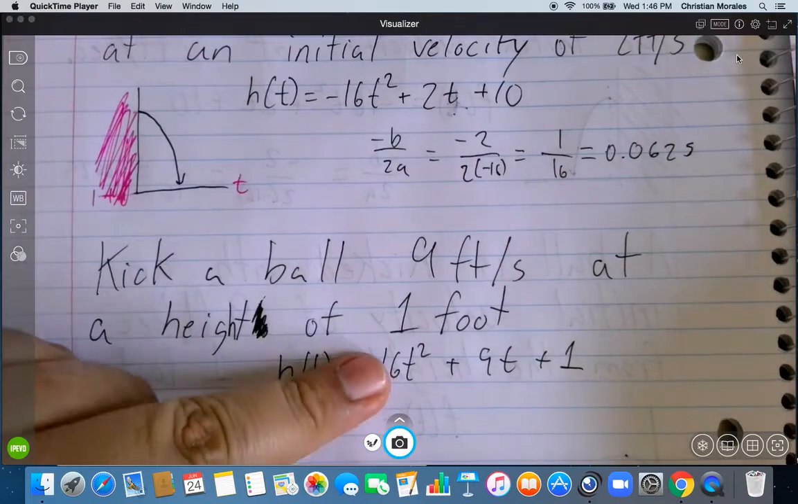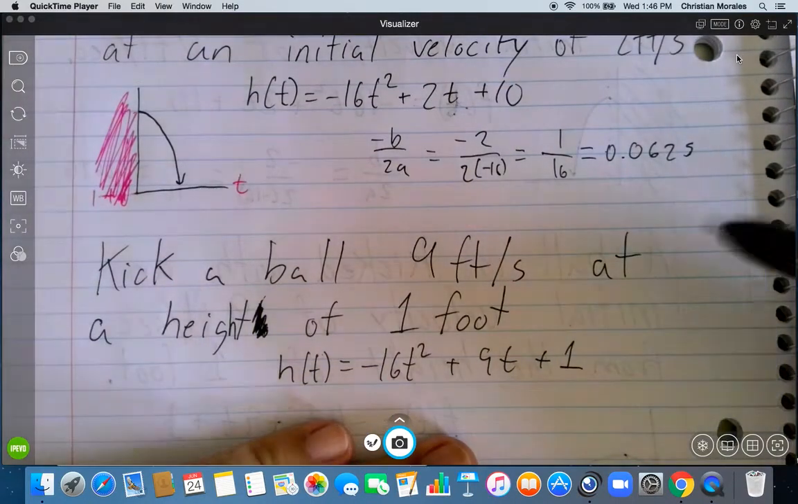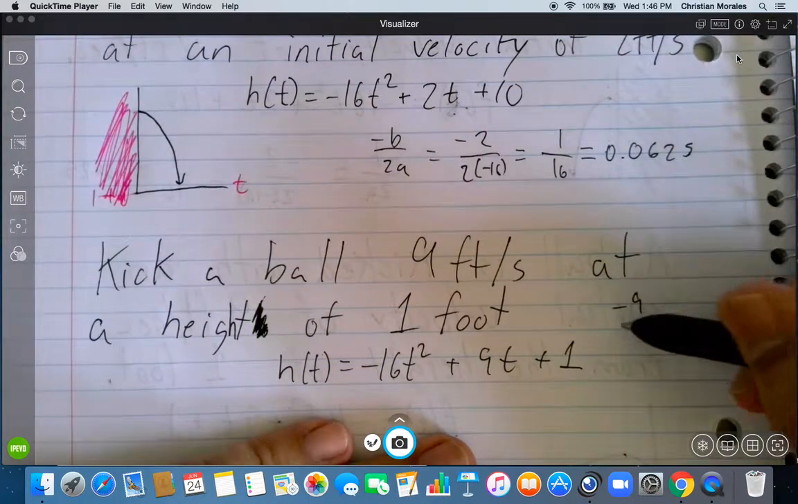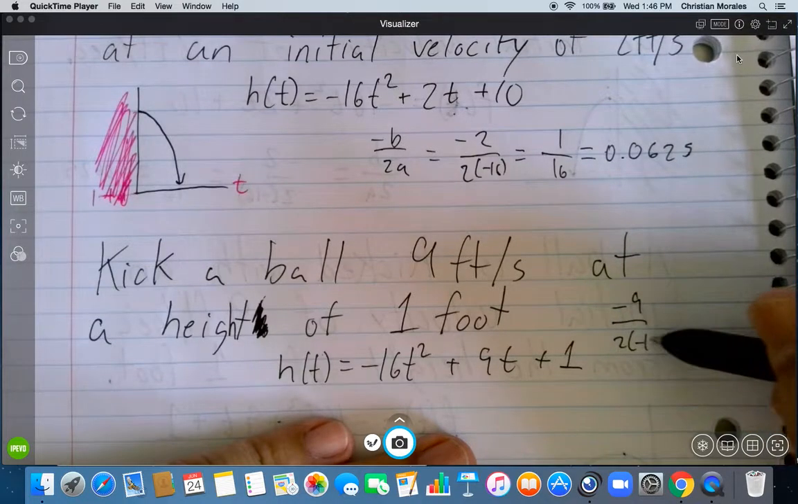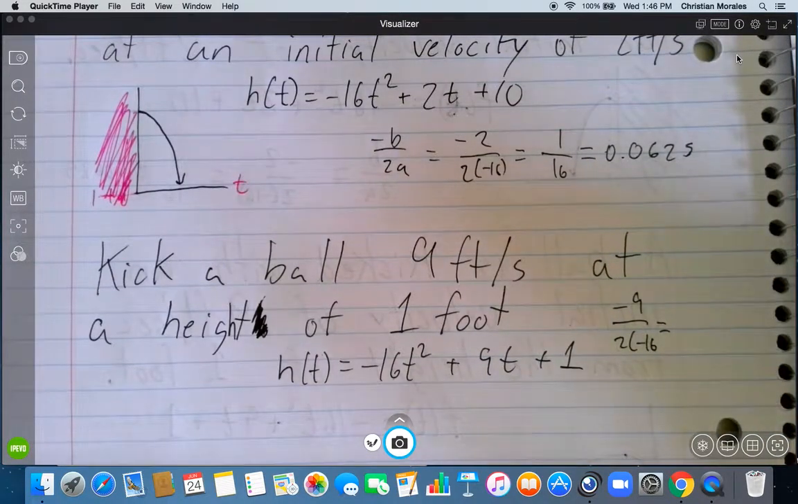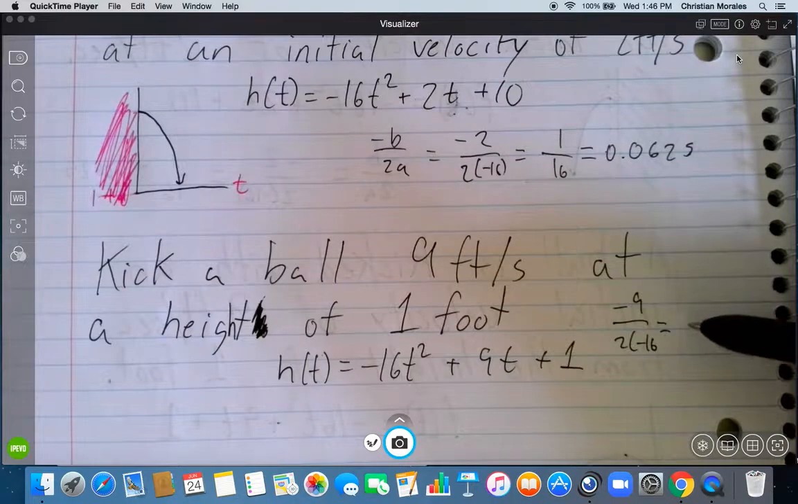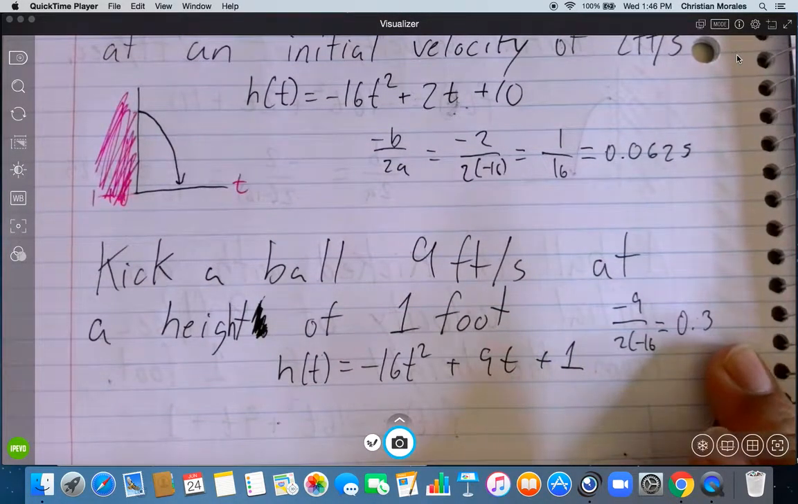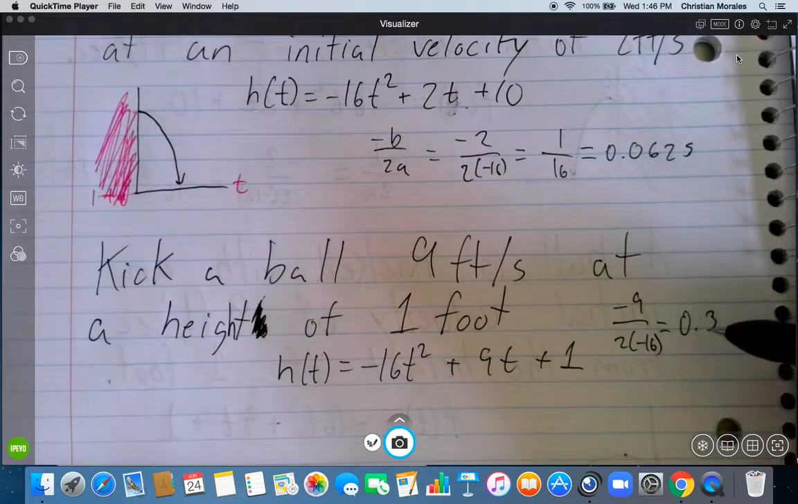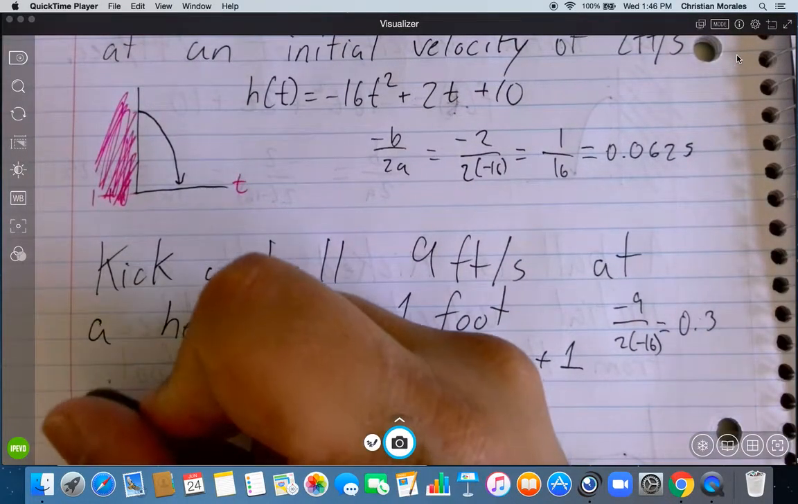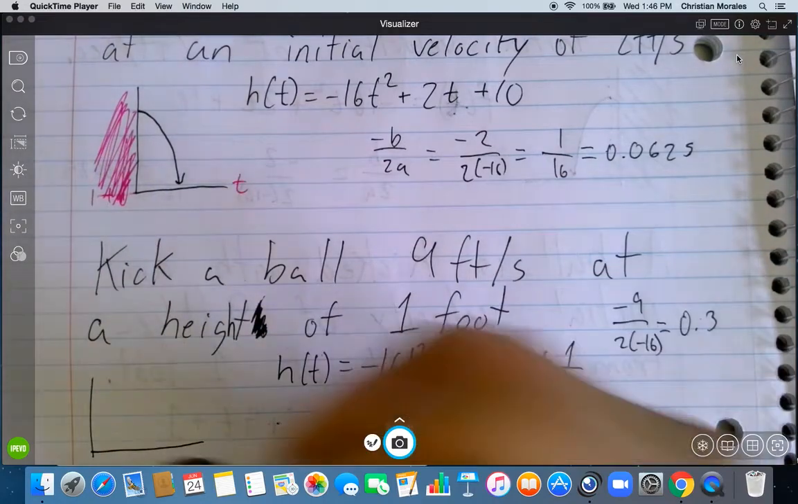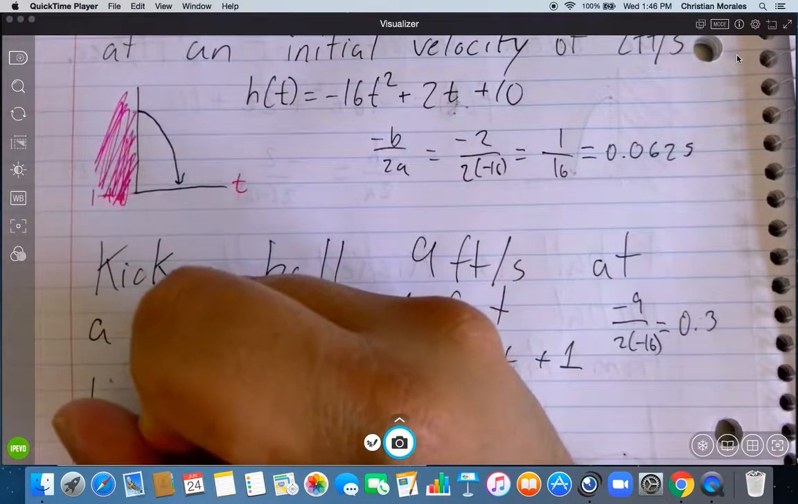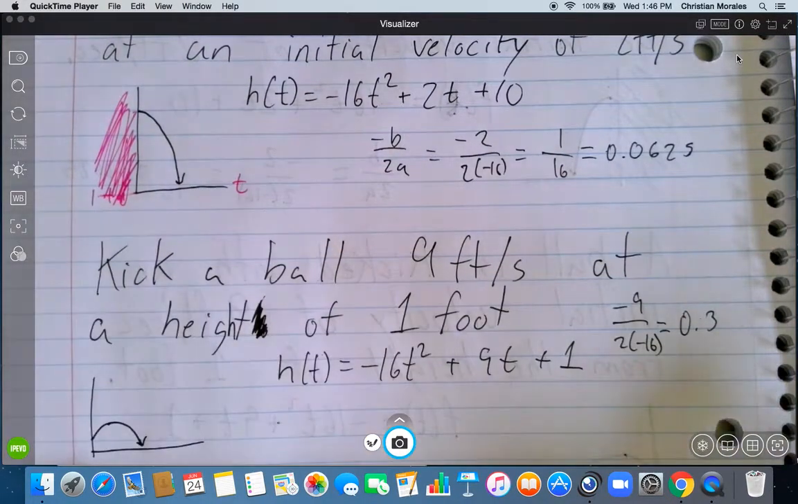Okay, if you did it on this one, right? -9 over to negative 16, you're going to get something like 0.3 or something. I'm rounding it, just trying to save some time. And this model would show you kick a ball, goes up quickly, but then falls very quickly as well.